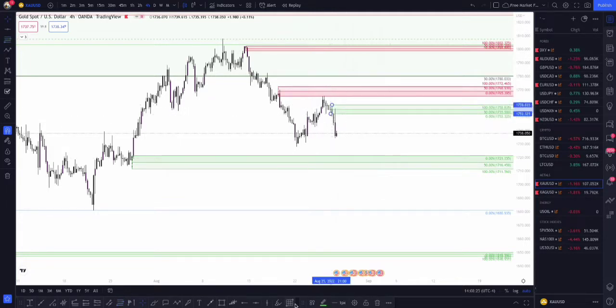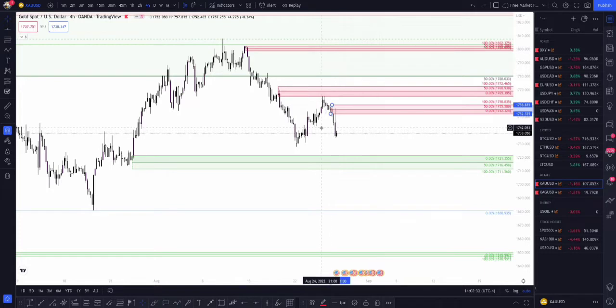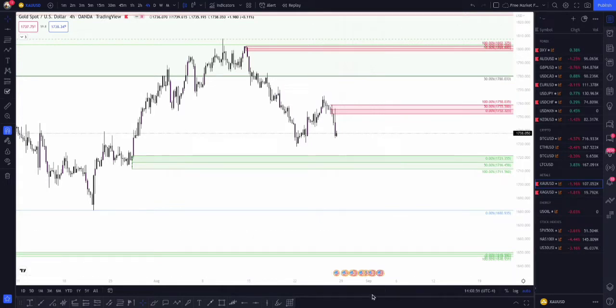Even though you can kind of see where it was wicked into, because the demand was taken out and price has yet to come back here, I'm going to mark that as unmitigated, since it has yet to come back since the demand has been taken out. I am going to take that one off as mitigated. And looks like I missed this unmitigated 4-hour here. All right, so we'll put that there as well.